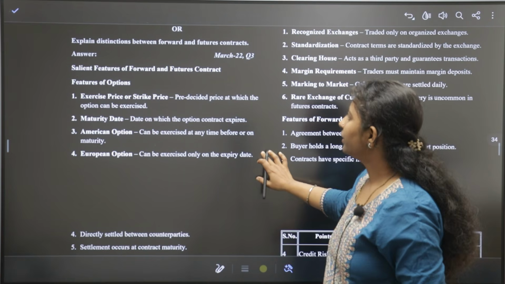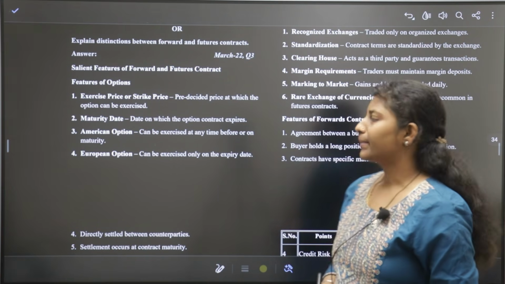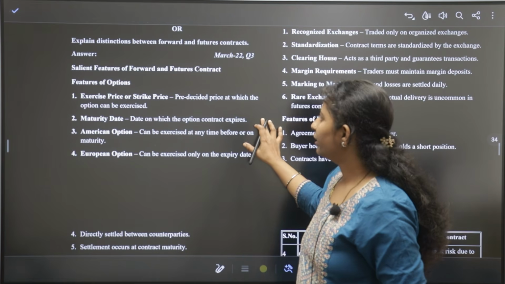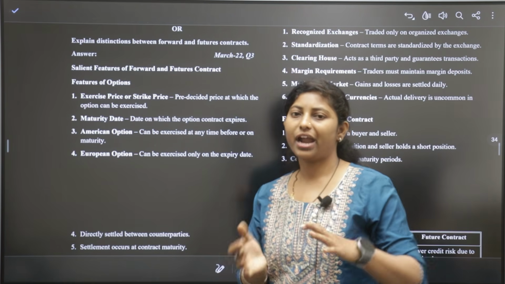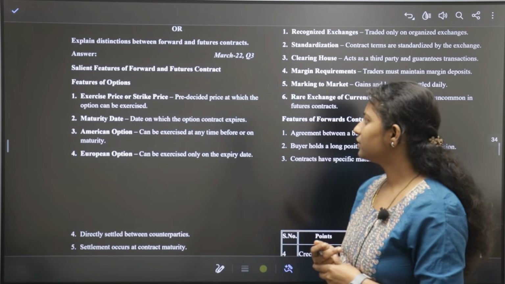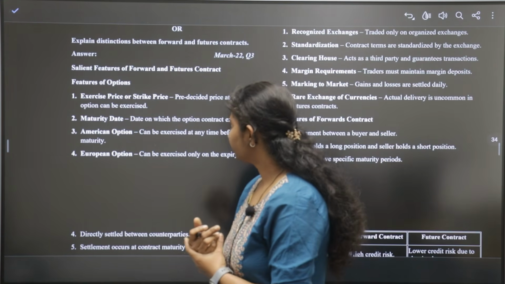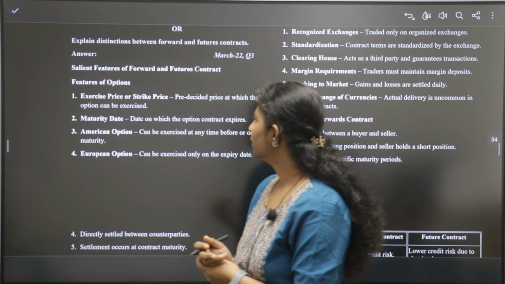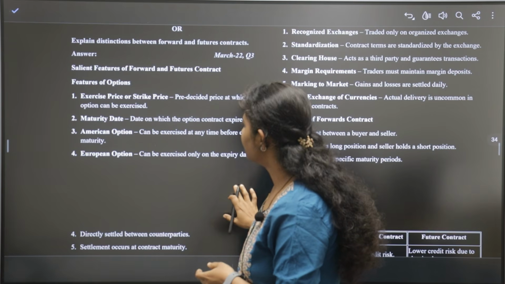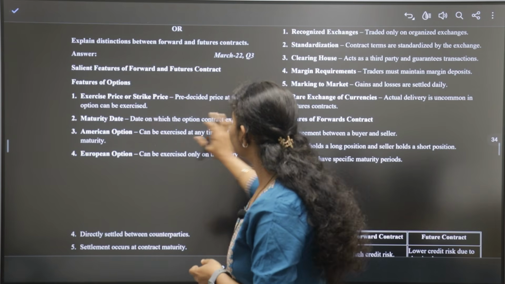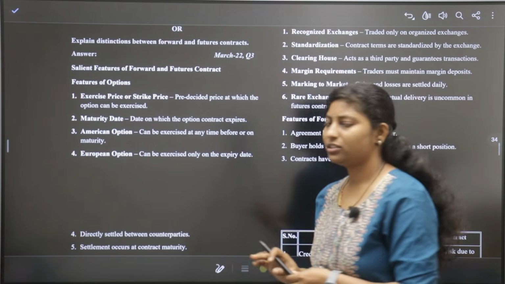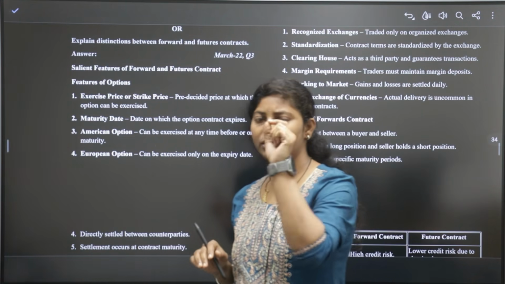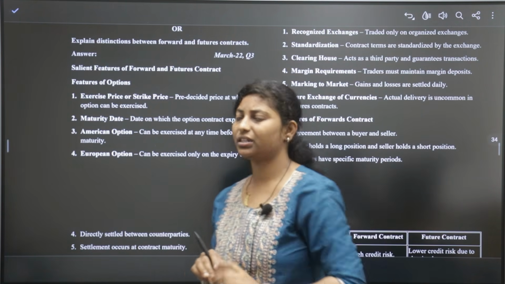So here we'll discuss forward as well as futures contracts in depth. Already we know what forward and futures contracts mean; previously we discussed it. Let's now discuss the salient features. Features of options: the exercise price or strike price. It will help you decide what strike price you need to keep to purchase the share.